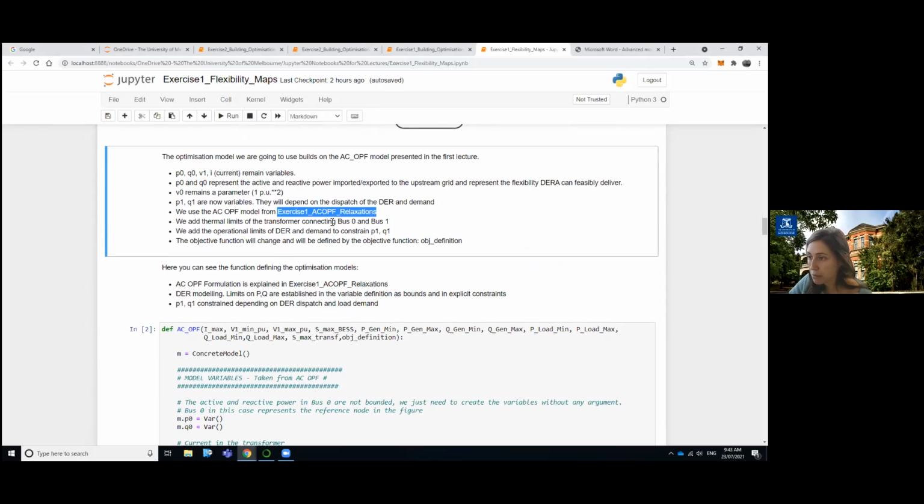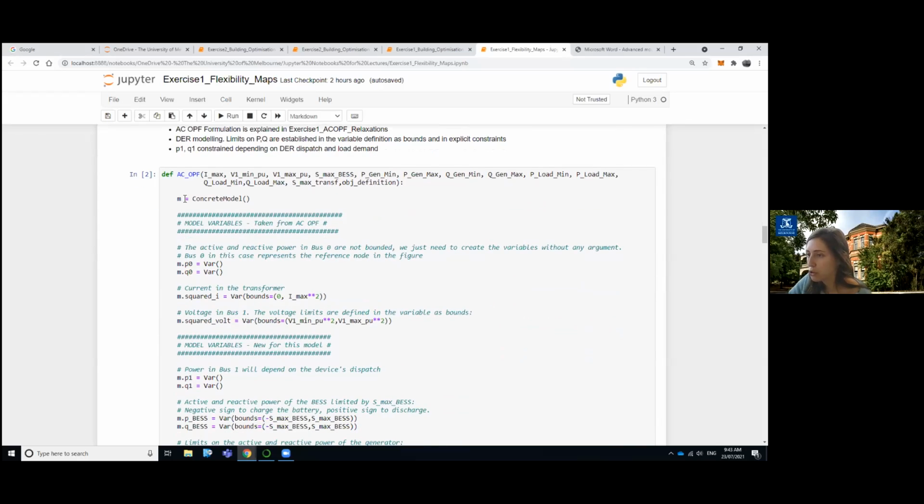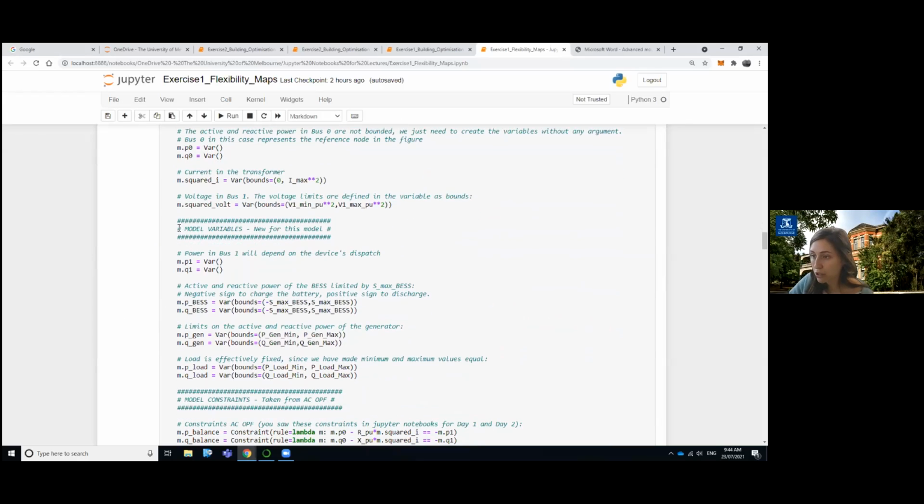We're adding thermal limits on the transformer, which we didn't have in that first exercise. And of course, we're adding those operational limits of VR as Pierluigi showed. So here is the optimization problem. And you can see clearly we're using a function because we're gonna need to call this model 4 times in this first step. And we can clearly see what model variables are taken from the ACOPF, from that original problem that I presented on Tuesday, and what are the new variables.